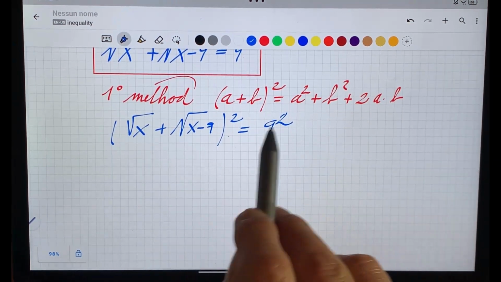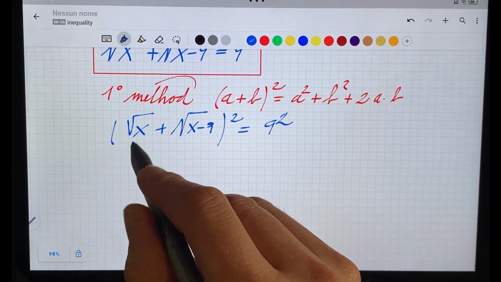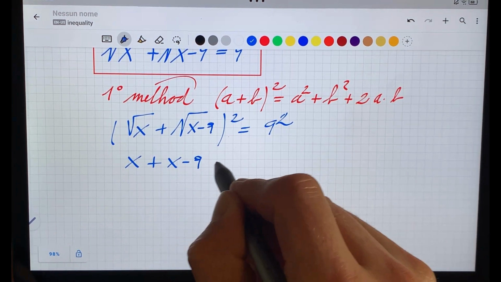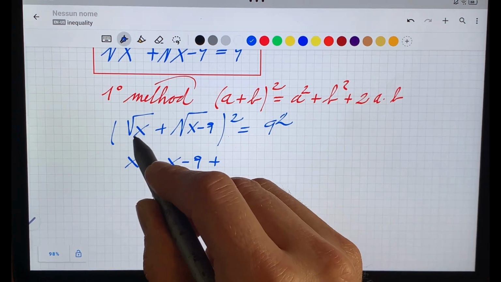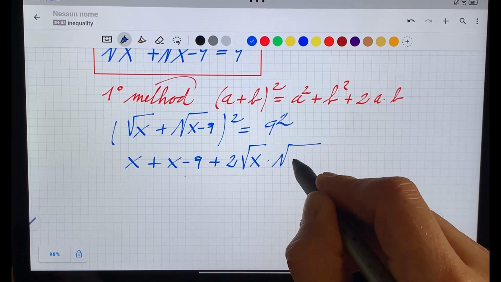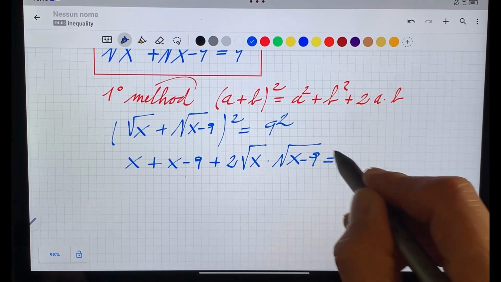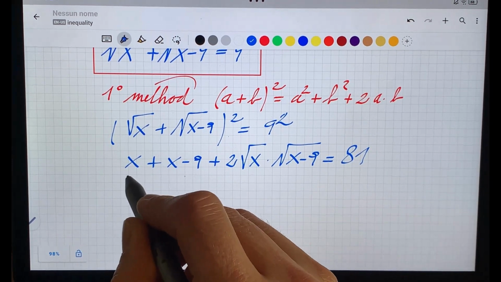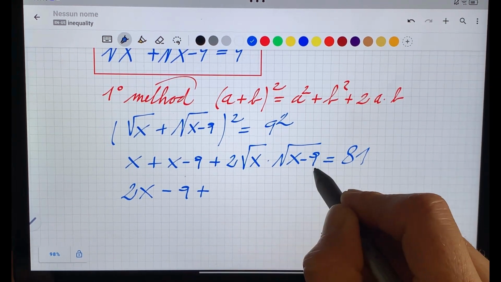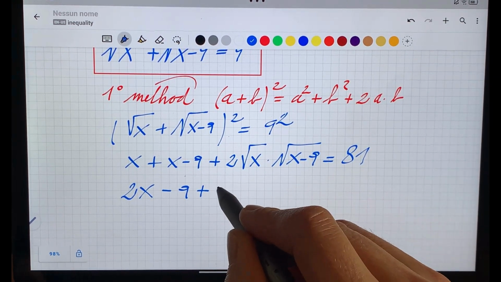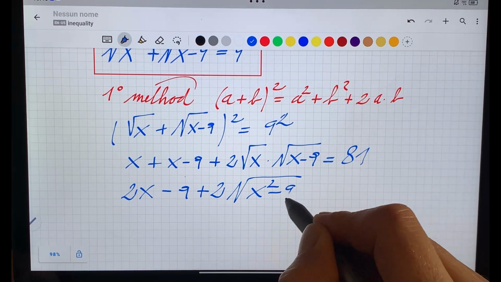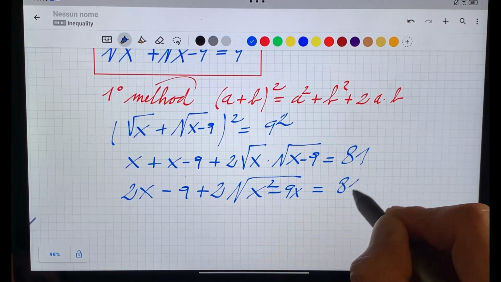Okay, now we apply this formula here. The square of the first term is x. The square of the second term is x minus 9. And now we do twice the first term times the second term, is equal to 81. And again, x plus x is 2x minus 9 plus, we multiply those two square roots, so that means 2 square root of x squared minus 9x is equal to 81.